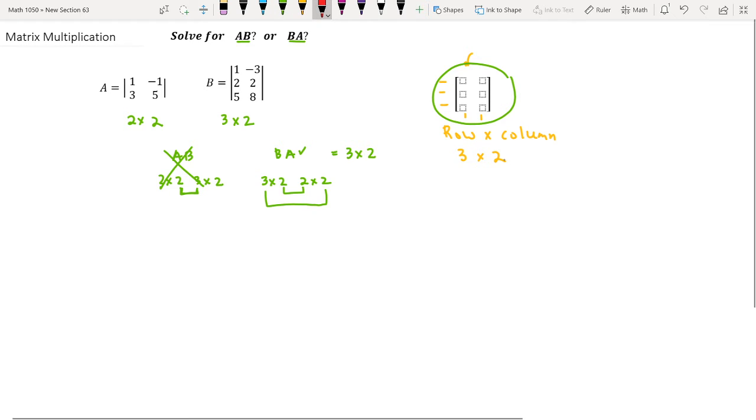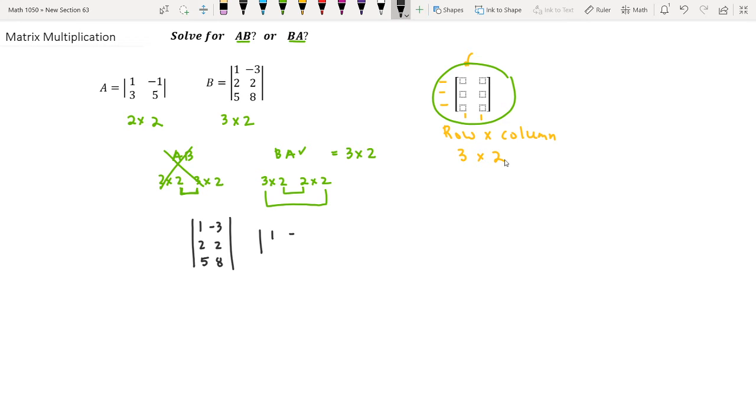Now, it's technical when we're working through this, so it's important you go slow and steady when you do anything with matrices. I'm going to go ahead and write them out so I can see them side by side in that order. So I have 1, -3, 2, 2, 5, and 8, and I'm going to multiply that by 1, -1, 3, 5. I like to see those side by side.